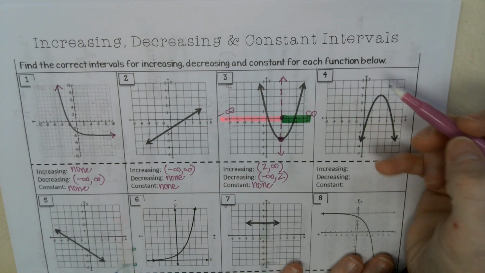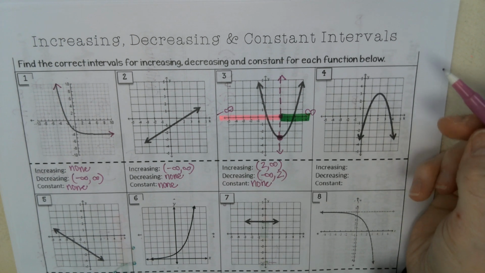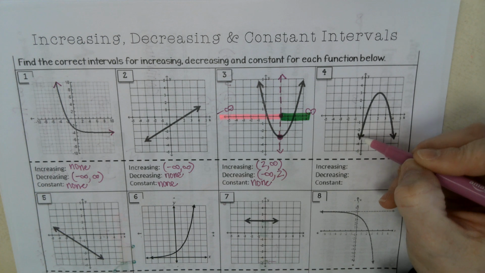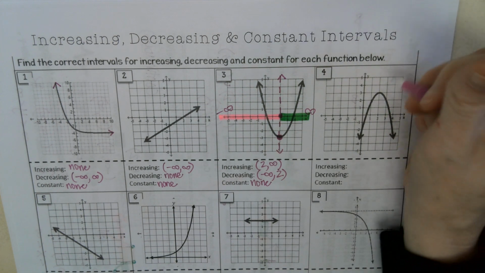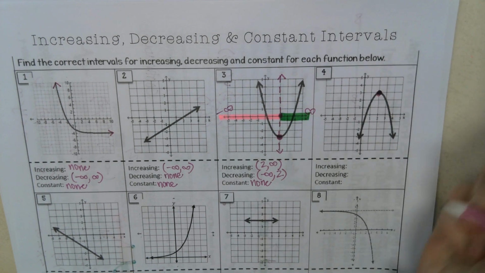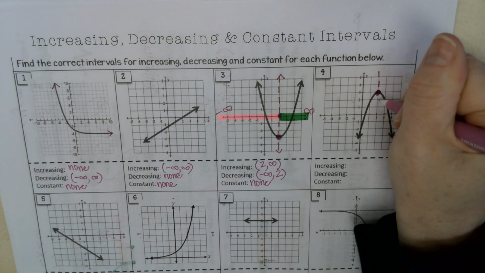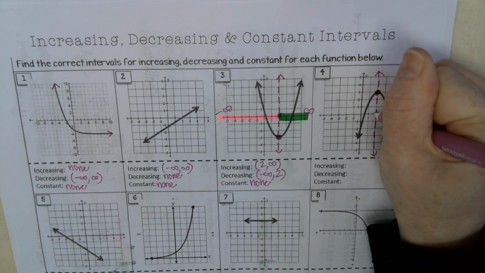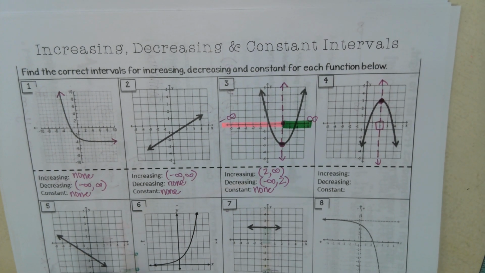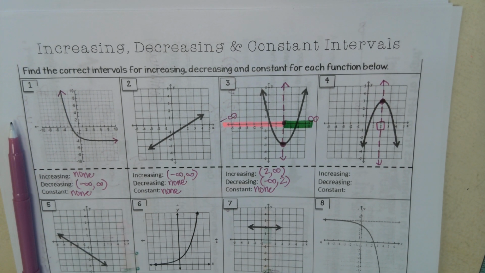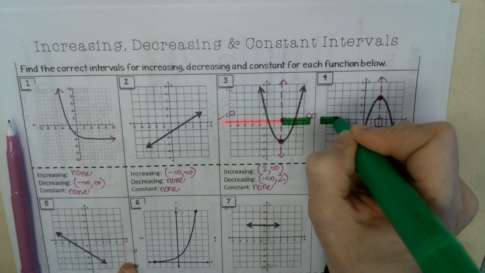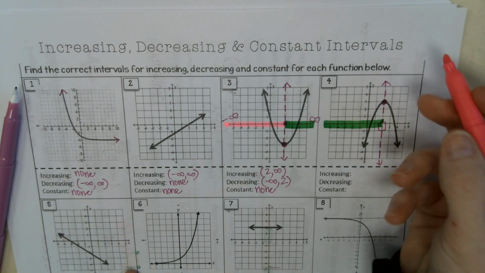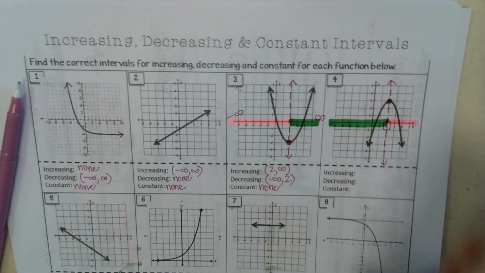All right. As I am tracing graph number 4, okay, I need to see eyeballs. Okay? This graph is going up, then it's going down. The change happens at this vertex, and the x value of that vertex, again, happens to be at 2. So this graph is rising, and then it is falling.